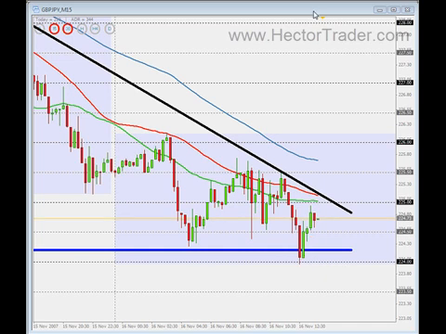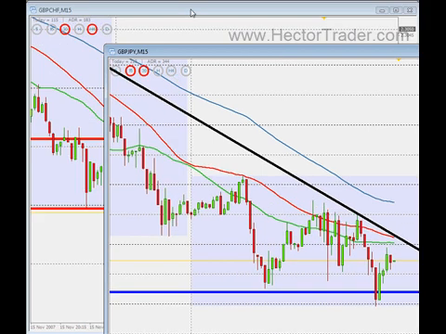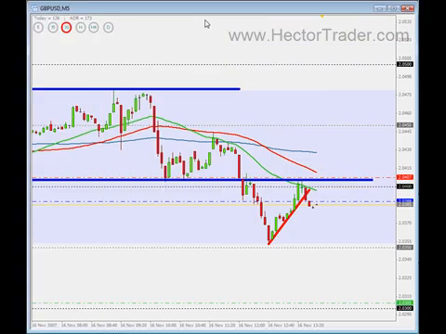Alright guys, but I'm not positioned on the GBP JPY nor on the GBP CHF. Remember that the trade that I am currently in is the GBP against the American dollar. I will keep you updated on this trade.